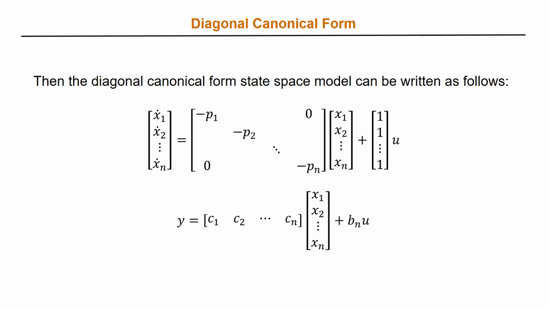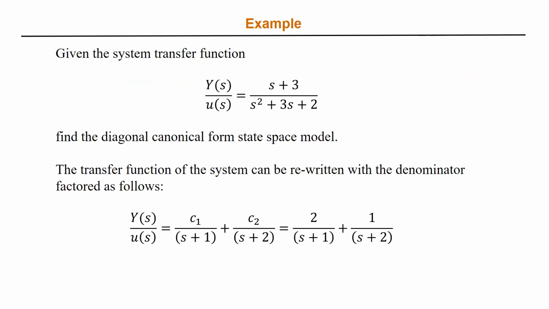So this is another method of finding a state space representation. Let's take an example. Suppose I have this system: y of s over u of s equals (s plus 3) over (s squared plus 3s plus 2). This is strictly proper, so the D matrix will be zero.